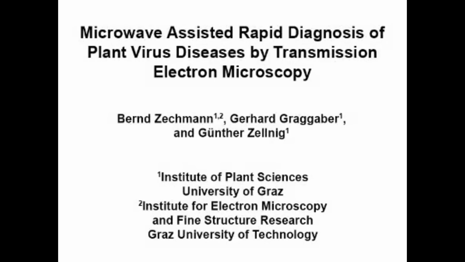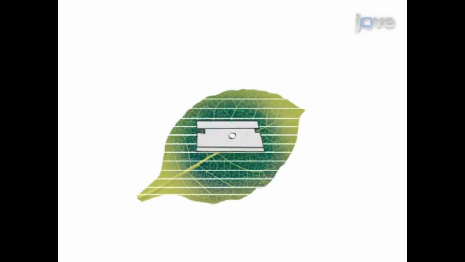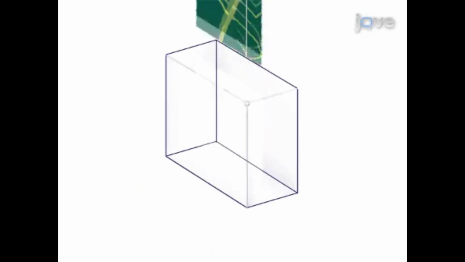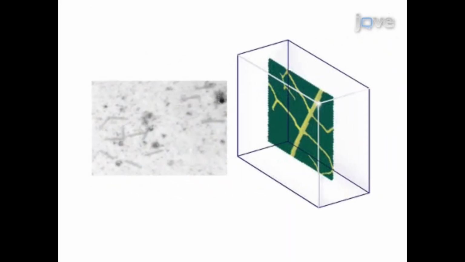The overall goal of this procedure is to diagnose plant virus diseases within a few hours by transmission electron microscopy. This procedure begins with microwave-assisted fixation and embedding of the infected plant material. The next step is to extract and stain virus particles from the plant samples by negative staining, followed by sectioning of the embedded plant samples.